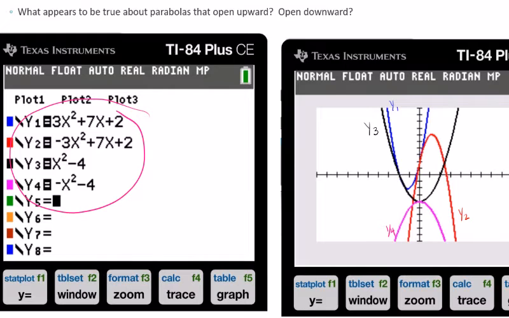So what are some similarities between the ones that open up? The main thing that I see, that I hope you see, is that they have a positive a. Their a is positive, or the leading coefficient is positive. The coefficient of x squared is positive. So if the coefficient of x squared is positive, they seem to open up. And conversely, if the coefficient of x squared is negative, they seem to open down.